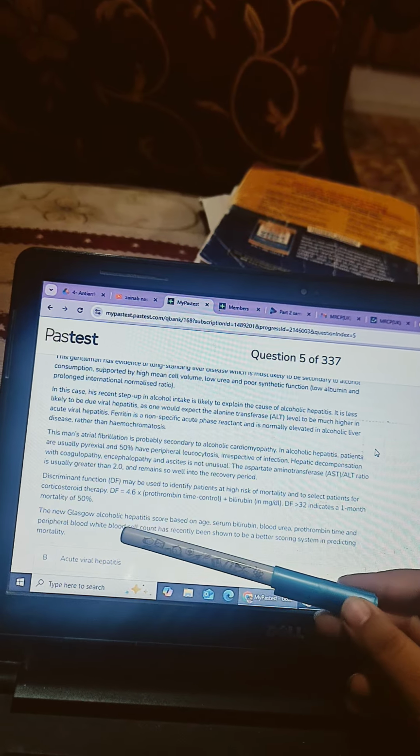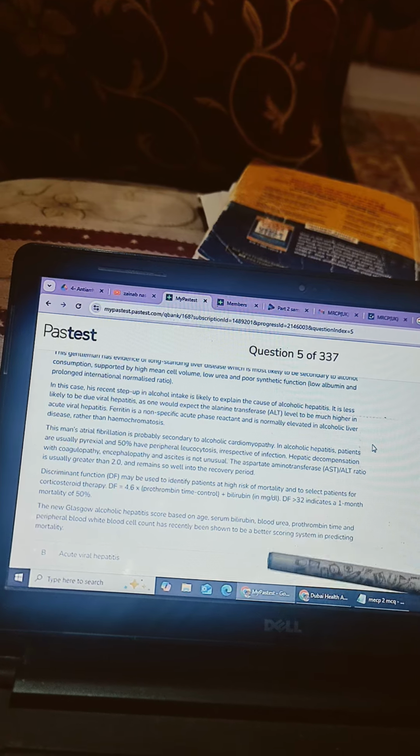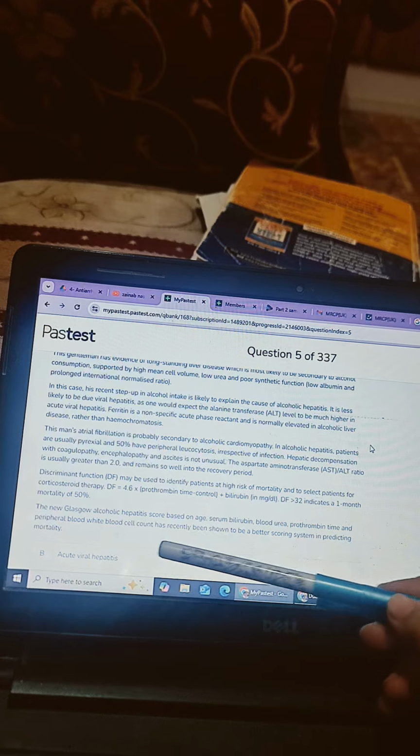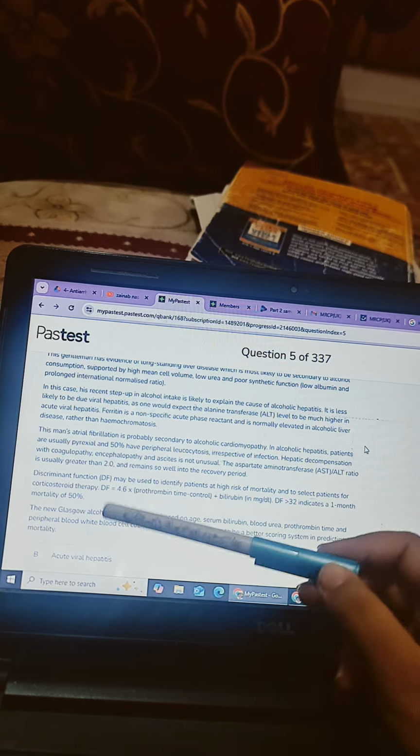The new Glasgow alcoholic hepatitis score, based on age, bilirubin, blood urea, prothrombin, and peripheral white cell count, has recently been shown to be a better scoring system in predicting the mortality.